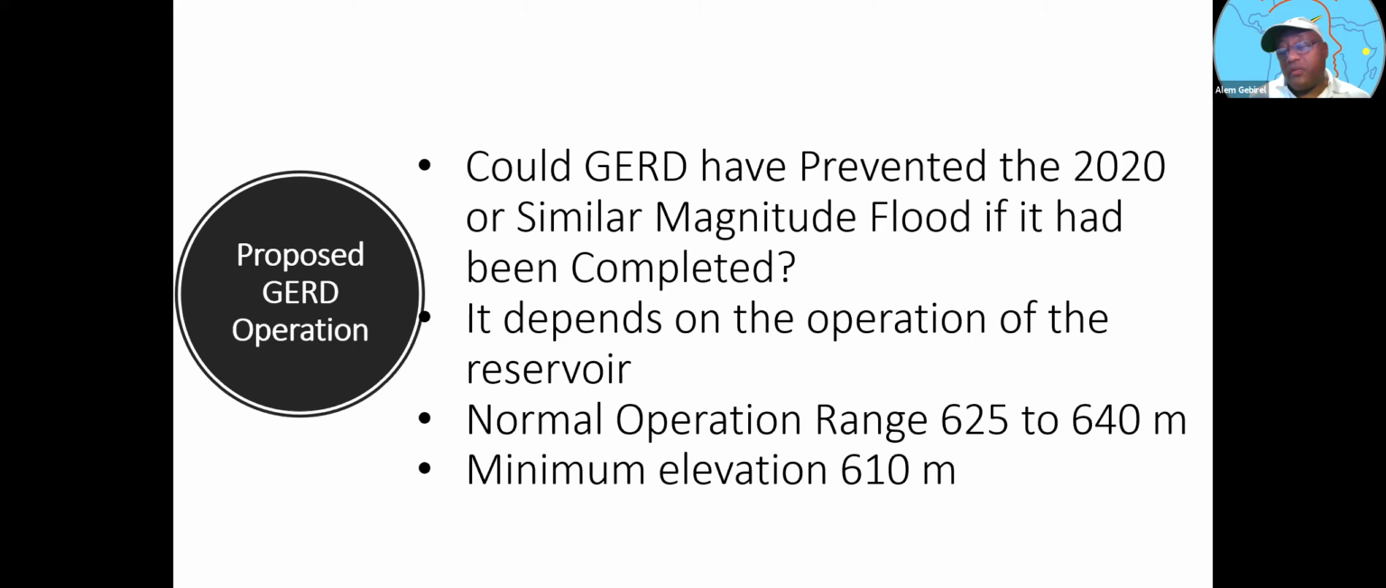But it depends on how the reservoir is operated. If the reservoir is full to the max, it doesn't have any impact. Maybe it might attenuate the flow slightly, but it may not have that impact. But from the statements made by Ethiopian authorities, in normal operation they try to keep the reservoir between 625 and 640 meters, with minimum elevation at 610. That means if the reservoir is at 625 at the onset of the rainy season, you have a lot of volume to store that water. My question was, is there enough volume, depending on how much you release downstream?